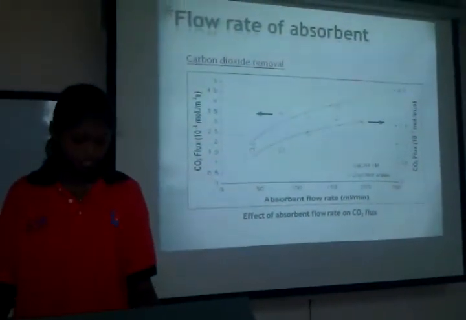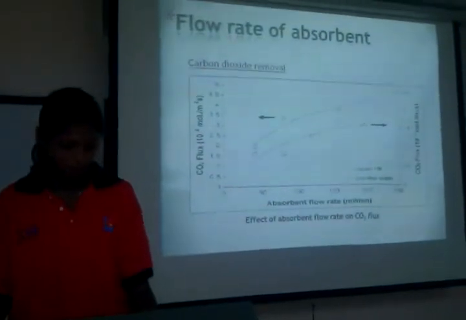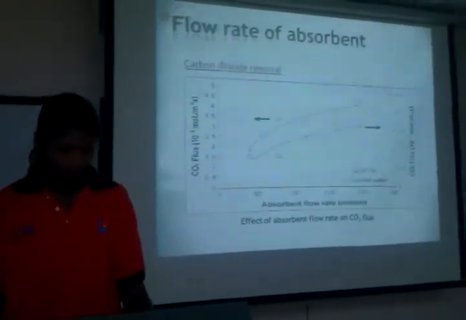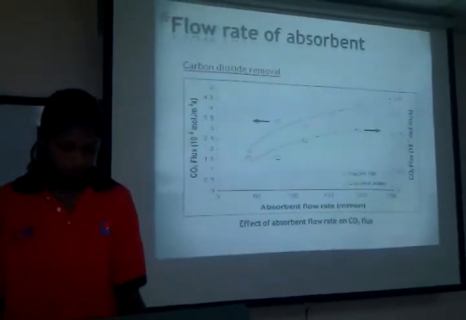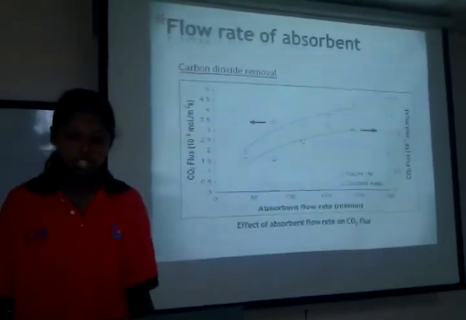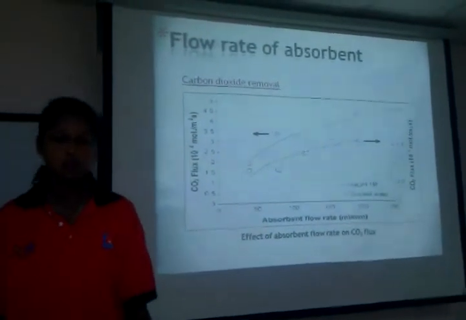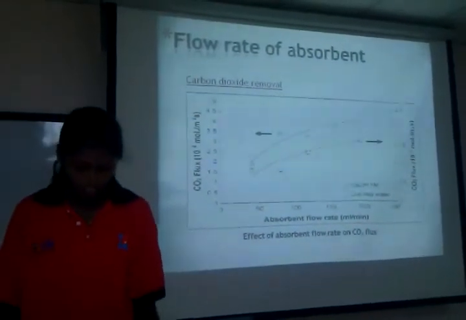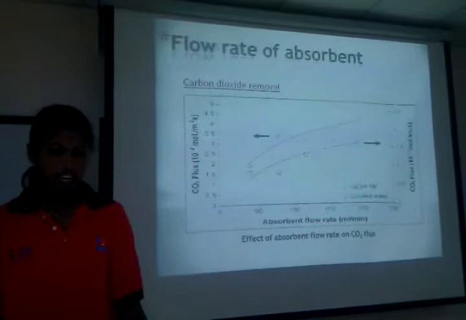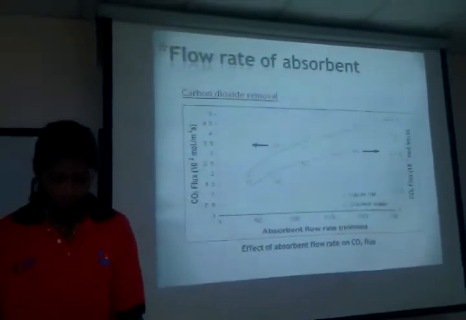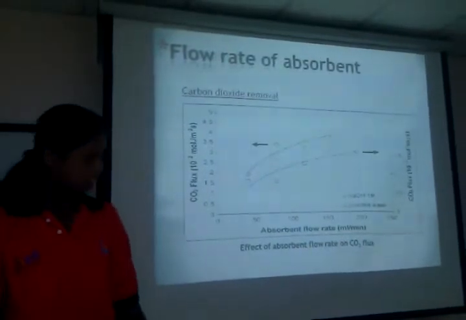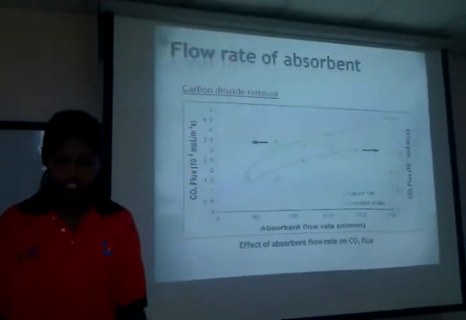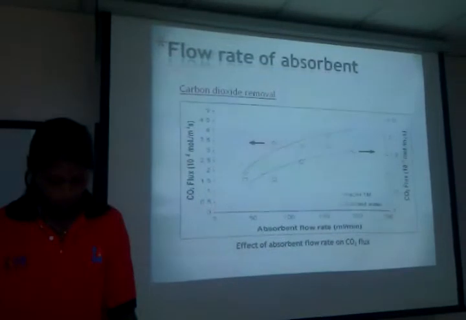Good morning to everyone. Today I would like to talk about the effect of flow rate of absorbent towards the absorption of acid gas in hollow fiber membrane contactor. In this first slide, I would like to explain about carbon dioxide removal. So in the first case, sodium hydroxide and water are used as absorbents. NaOH experiment represents chemical absorption, water experiment represents physical absorption.